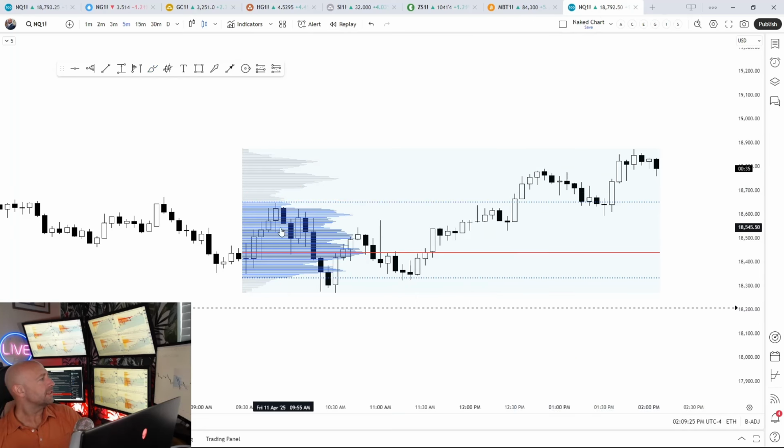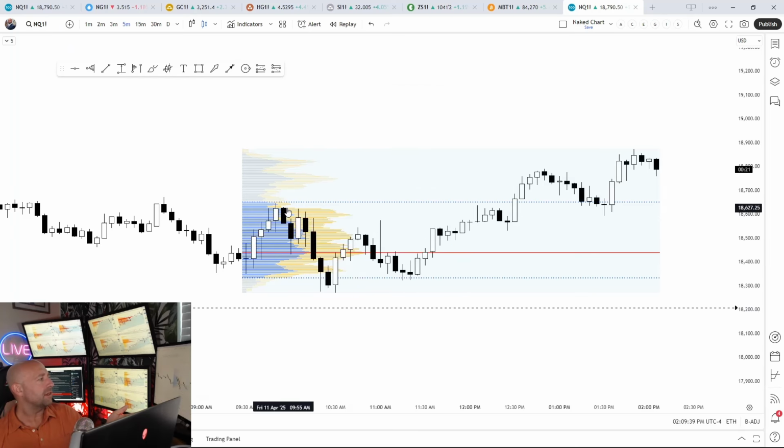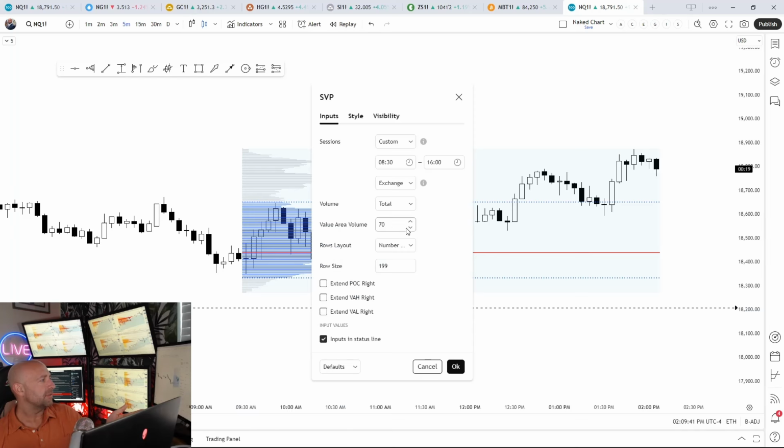Let's remove the drawings. Some of the things I like to do here: the default is going to be up, down. We want to keep value area volume at 70. I'll normally change the rows layout much higher. We don't want up, down. We don't need to know buyers versus sellers. It's just too much information. So we do total volume. Value area 70%, so 70% of all the trading is our value area. Our row size, raise it to 199 so we can get much more detail.